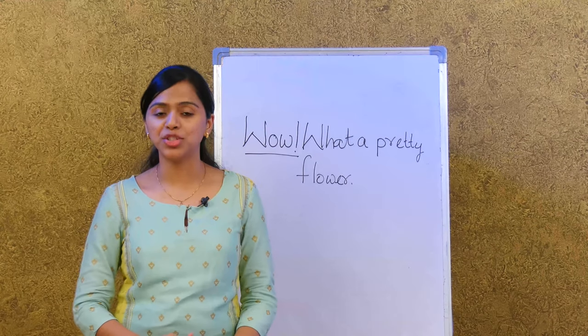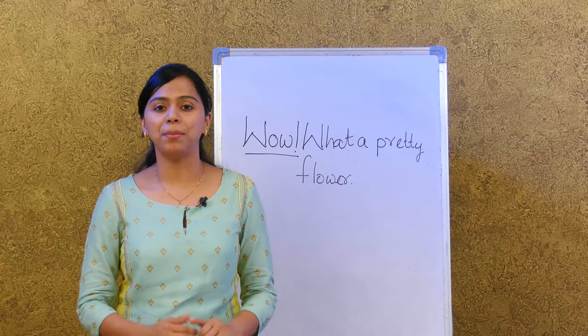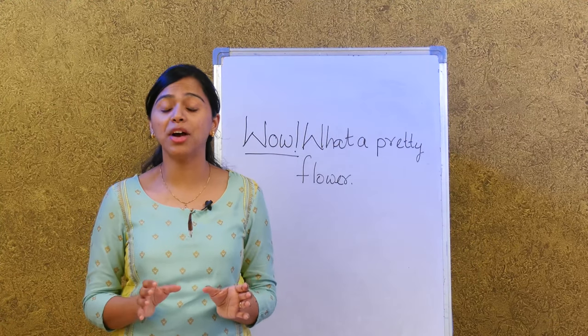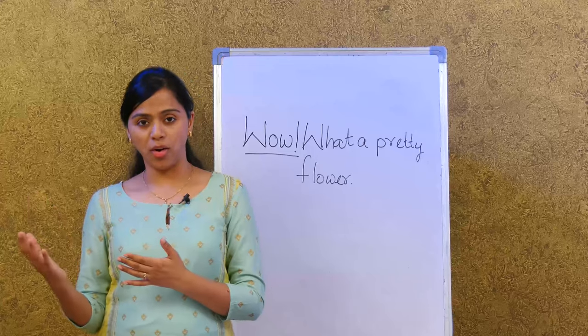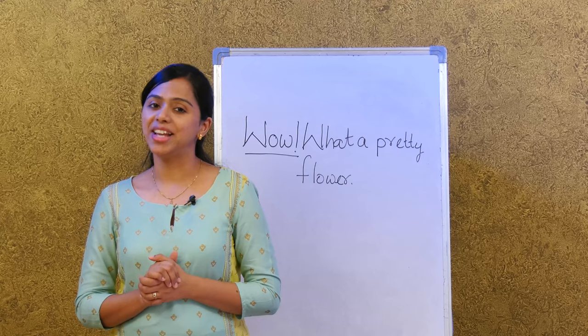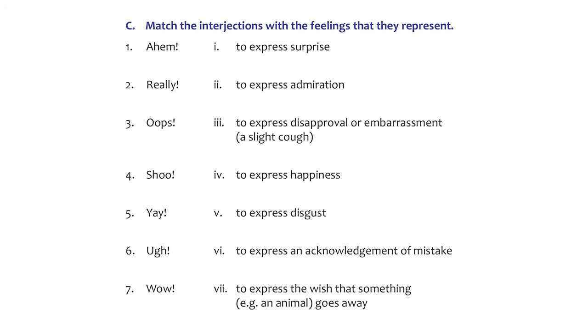Now, today we learnt about interjections. So we have to match the following which have been given based on these interjections. So there are few words that we use here, and you have to tell, looking at the other column, the meaning of these words. Okay? Let's try if you can do it right. The first one is so here it is the third one, to express disapproval or embarrassment. It's like a slight cough. And the second one, really, it is to express surprise.